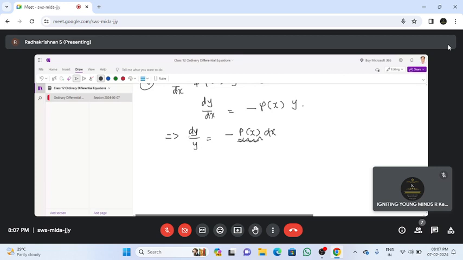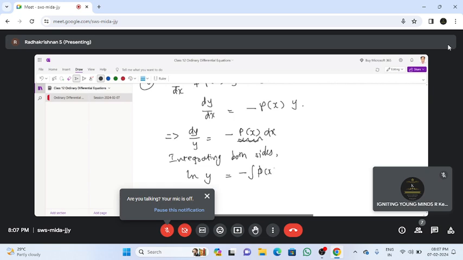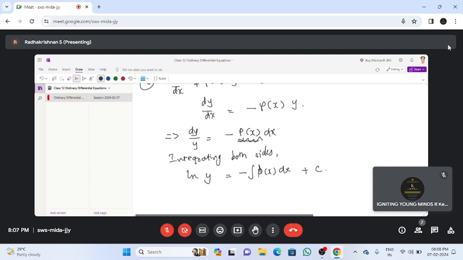So integrating both sides, this is ln y equal to minus integral p of x. We don't know the function, right? So we have to simply write it as integral of minus p of x dx plus c. Now, like I said, the c will be there on both sides, c1 and c2. I am putting the net value as only one c. So ln y equal to minus integral p of x dx plus c.